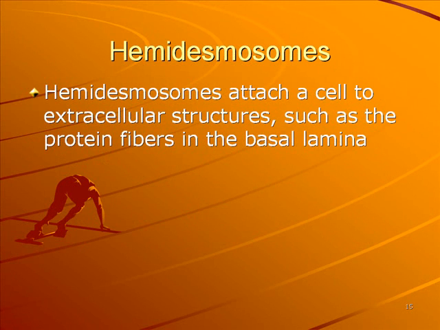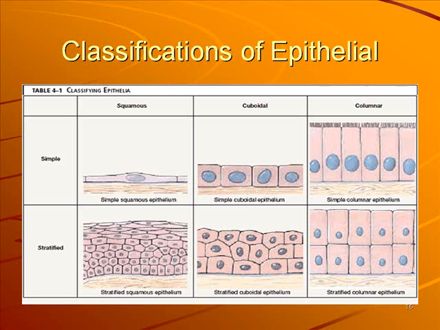And then the hemidesmosomes, again, intercellular connections. Hemidesmosomes attach a cell to an extracellular structure such as protein fibers or basal lamina. So these epithelial cells have to be held at a basement membrane or a basal lamina, and you'll see that in some subsequent pictures as we go along. So all the intercellular connections, tight junctions, desmosomes, hemidesmosomes, all of these structures hold cells together. That's their primary function.